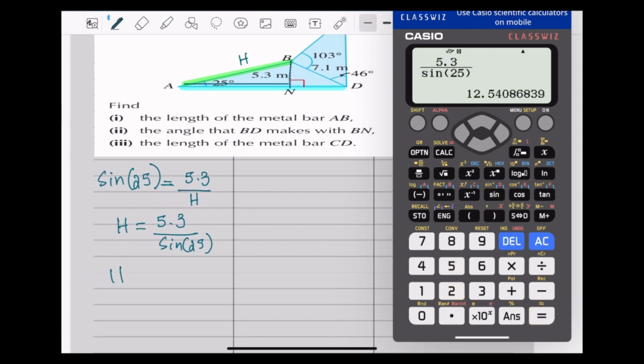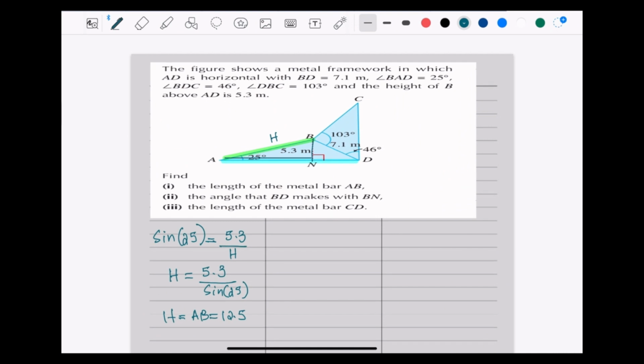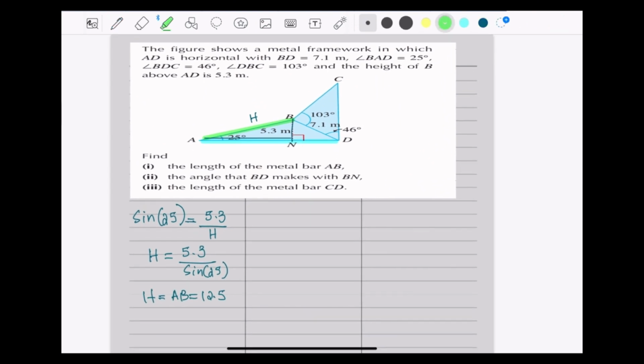So AB or h is equal to 12.5. The angle BD makes with BN. So if you see this, this is BD and this is BN. So the angle in between is this.